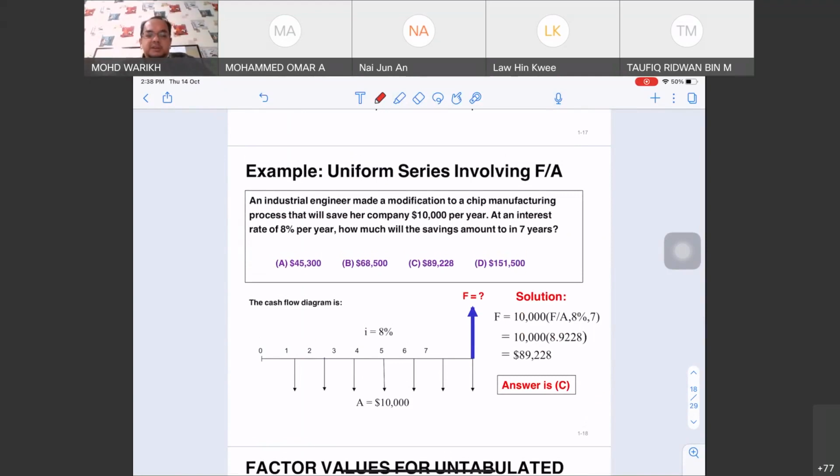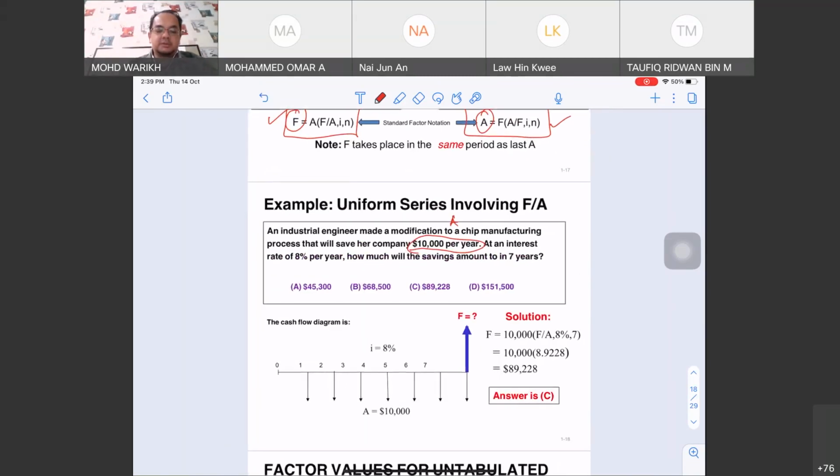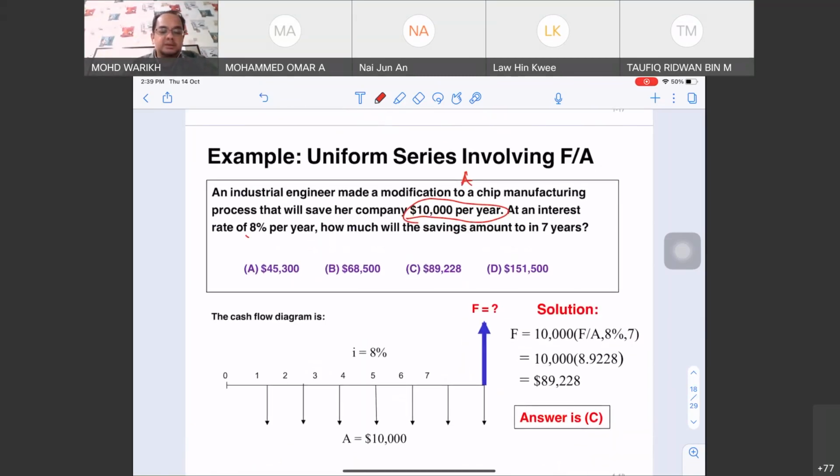An industrial engineer made a modification to a chip manufacturing process that will save her company 10,000 ringgit per year. At an interest rate of 8% per year, how much will the savings amount to in 7 years? That means the information given is 8% per year. This one is the A. This one is I. Okay, how much is the saving amount?